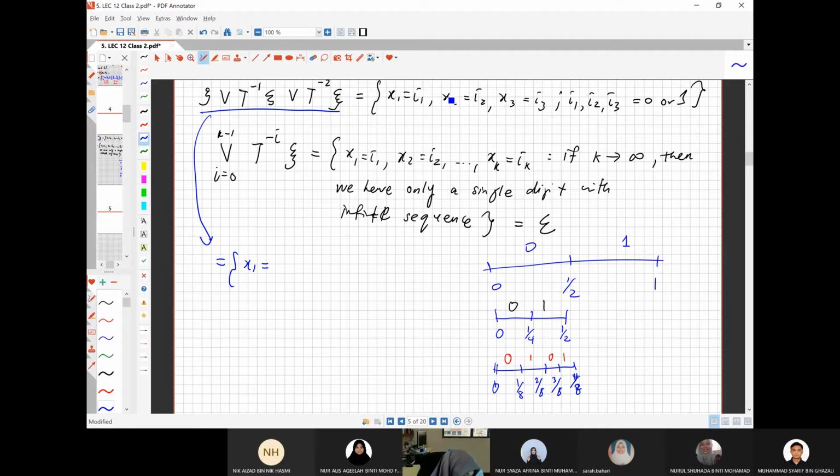So for the case of this one, x1 is 0, x2 is 0, x3 is 0. For this one, 0, 0, 0. So for another case, x1 is 0, x2 is what? 1 here, and x3 is 1. 0, sorry.